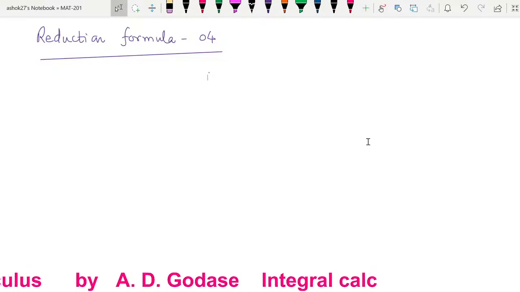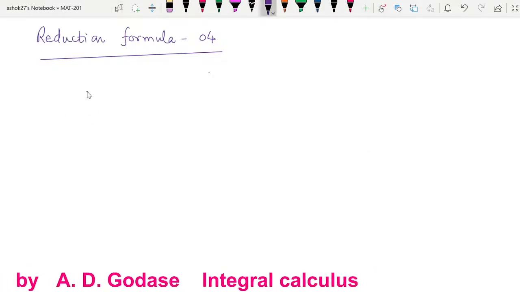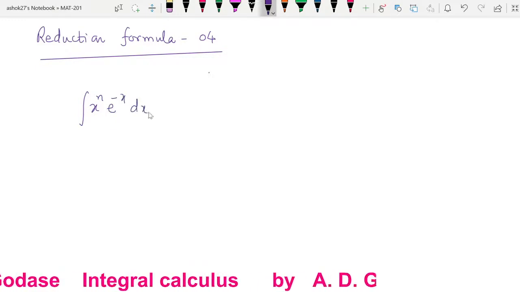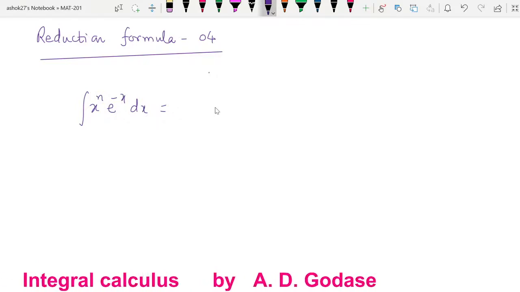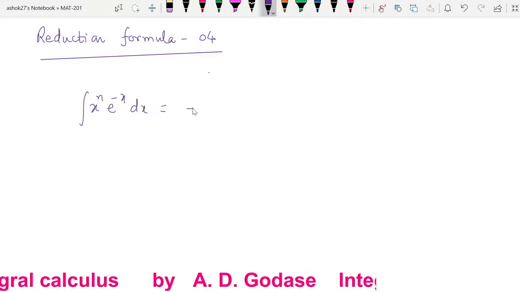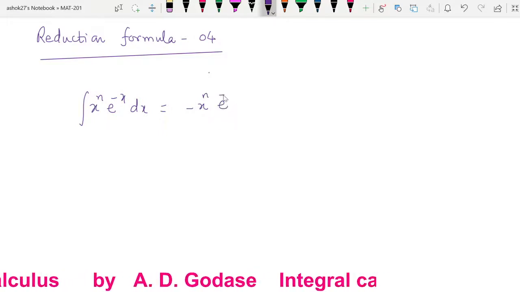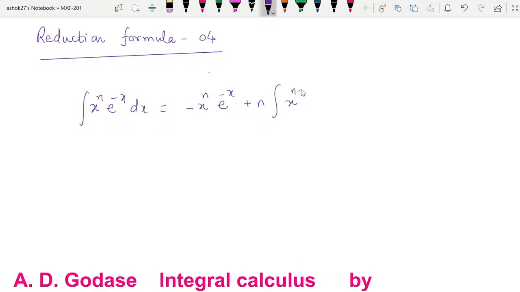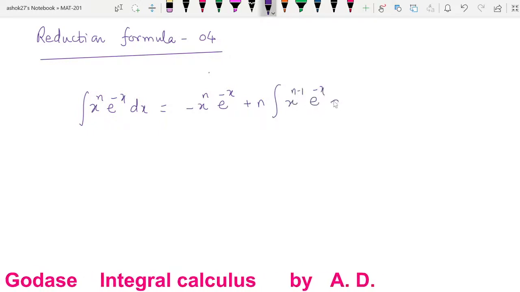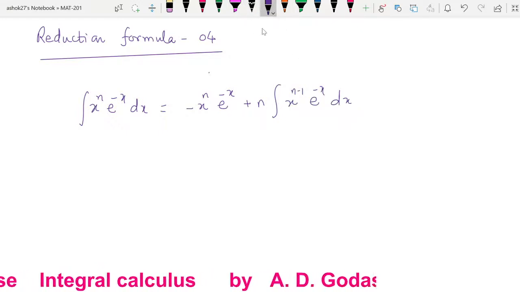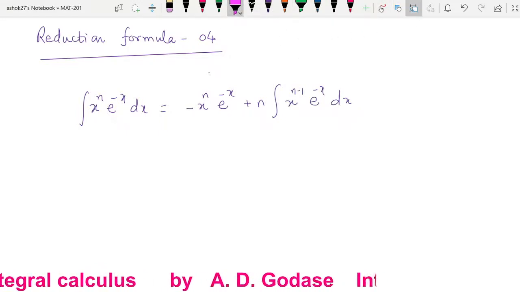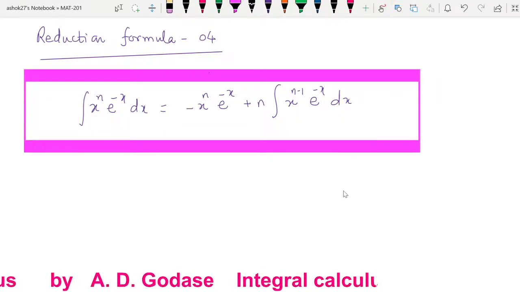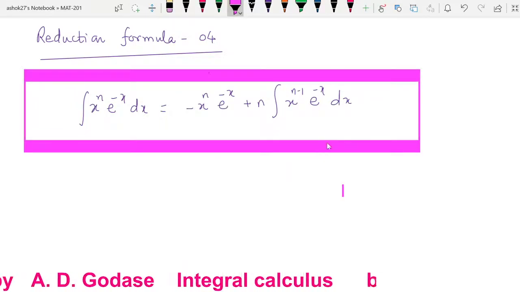So reduction formula 4 is that integration of x raised to n e raised to minus x dx, and again using integration by parts, we can derive this reduction formula as minus x raised to n e raised to minus x plus n times integration of x raised to n minus 1 e raised to minus x dx. So this is the fourth reduction formula.